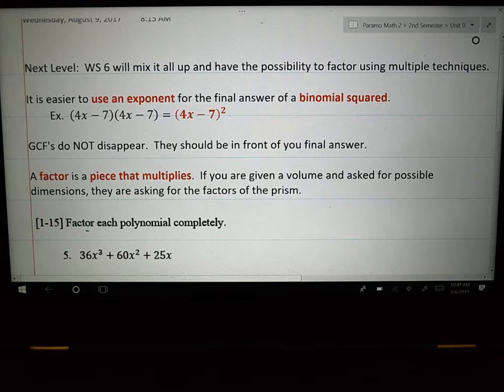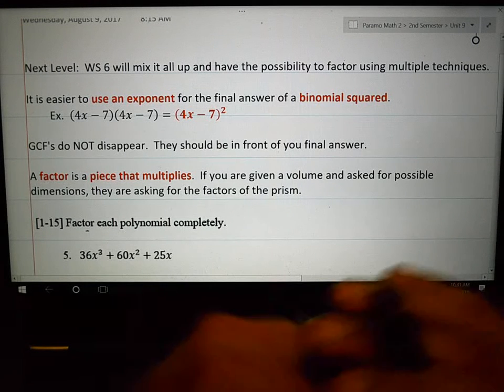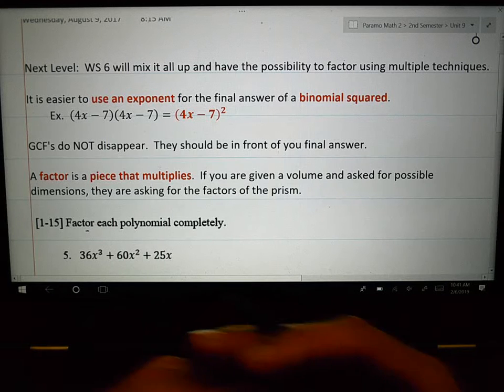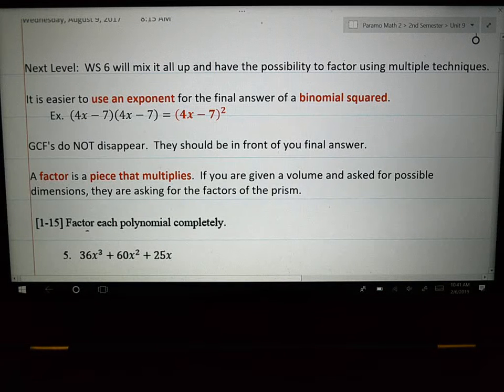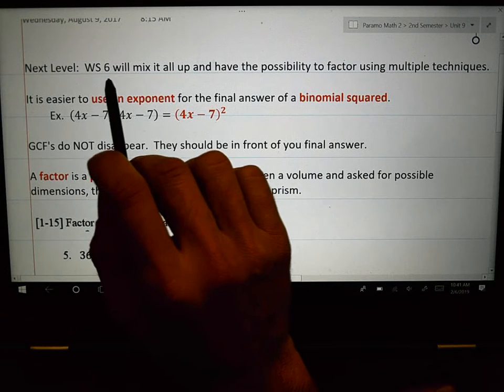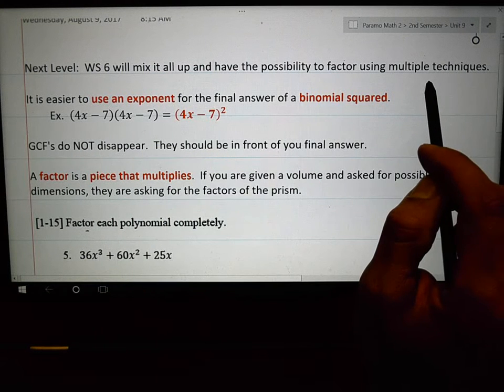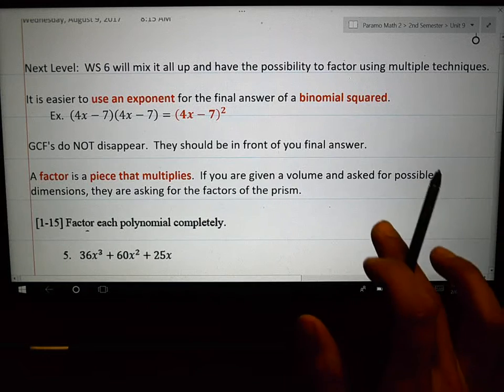You don't want to learn just a bunch of different sections. What you want to have is a variety of different techniques that you can use, in which you can factor things or multiply them or combine like terms depending on what the situation is or what you're being asked to do. Worksheet 6 mixes it all up. Don't forget all the techniques you've learned so far. There are no new techniques, which is a good thing.